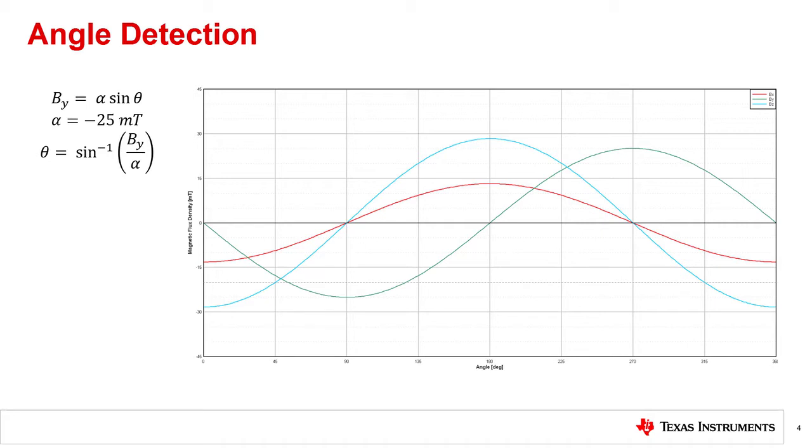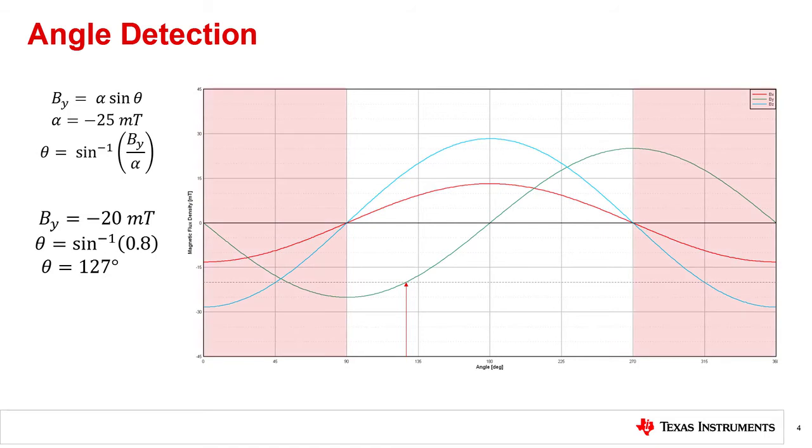y component. At 90 degrees, we observe that the field has a magnitude of negative 25 millitesla. We might be interested in determining the angle when the field is about negative 20 millitesla. We can solve for theta and find that this will occur at about 127 degrees. Using this method, we should be able to monitor up to 180 degrees of rotation.